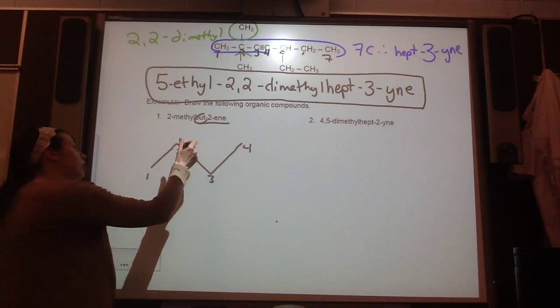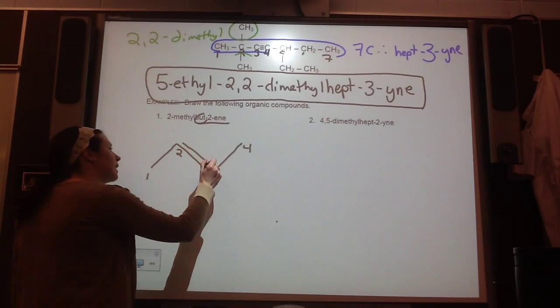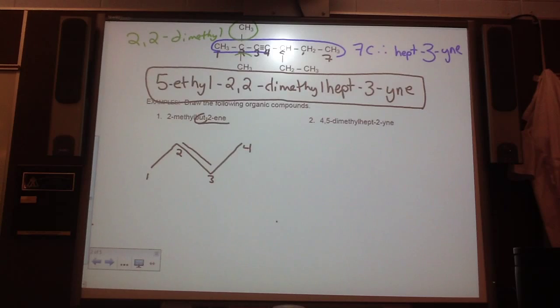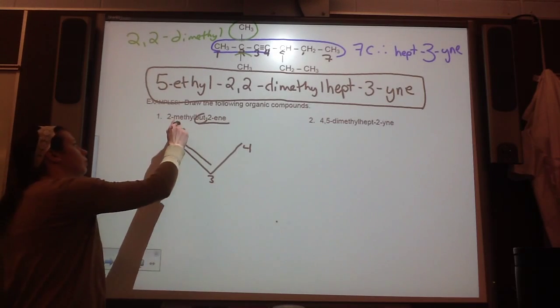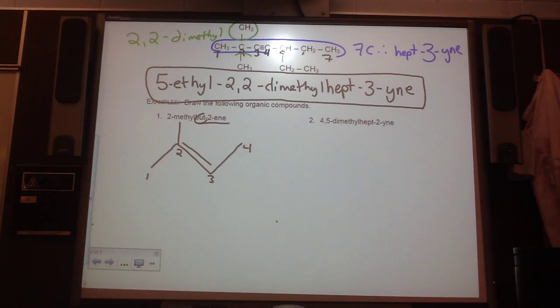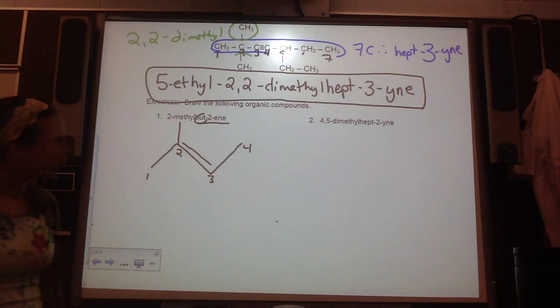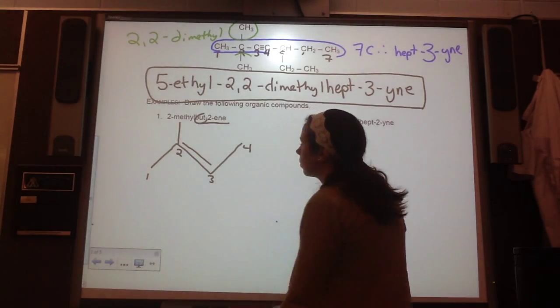Then on number 2, it's ene, so you draw a double bond. It's just like drawing another line hovering over top. It can be over top or underneath, it doesn't matter which one you choose. And then I have a methyl coming off of 2. Okay, now the next one.